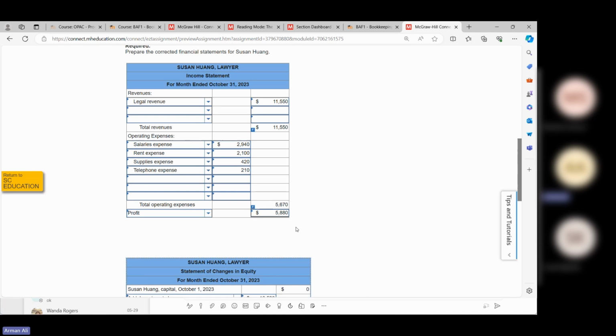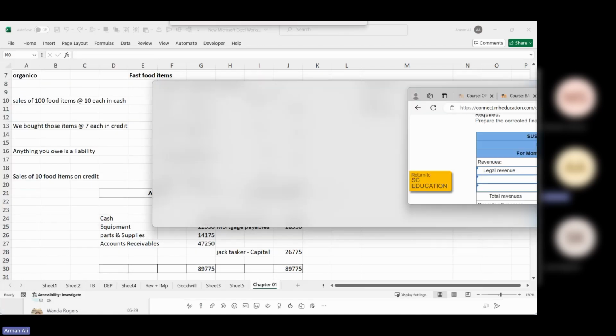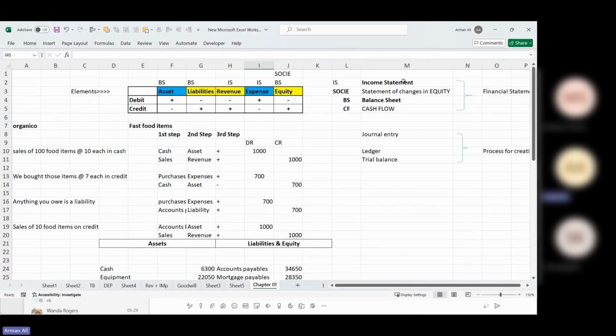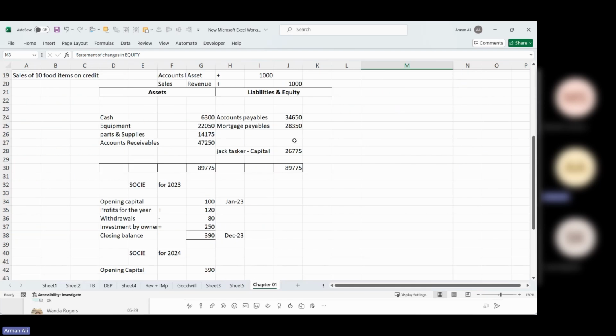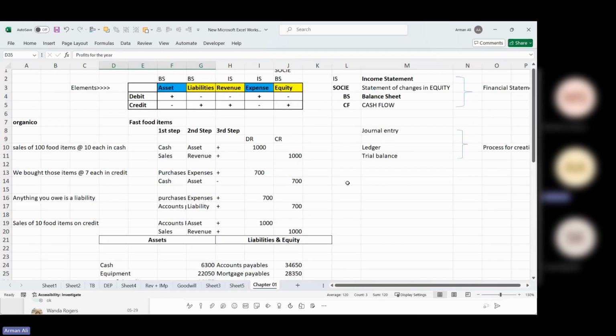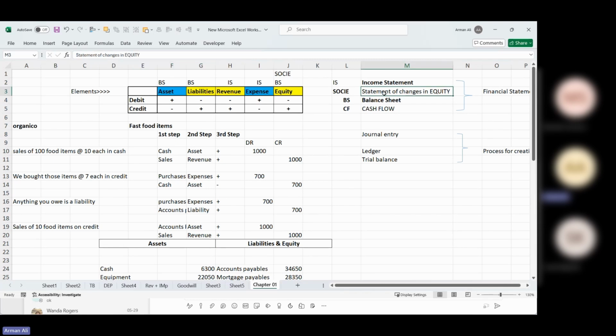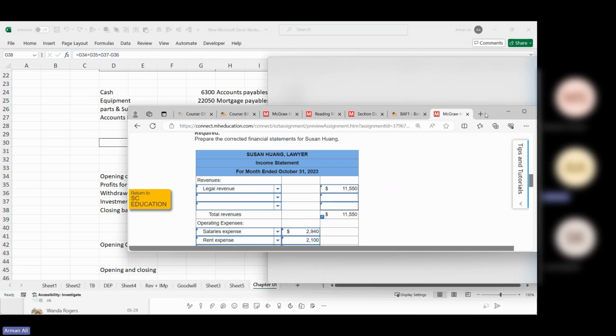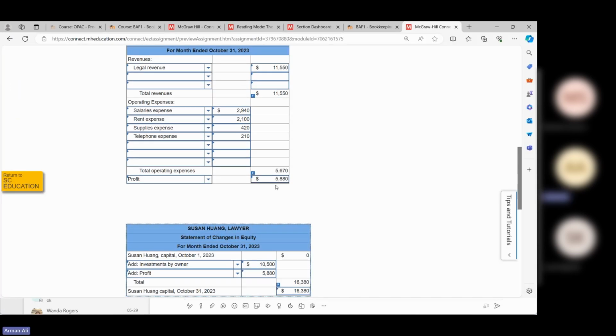So that is why, in the order that I showed you, you have to work in that order. This is the order. Income statement comes first, then statement of changes in equity, then balance sheet. Because income statement will give you profit, that would go in your statement of changes in equity. And then the final amount from statement of changes in equity, this amount 390, this is the one that I will take.